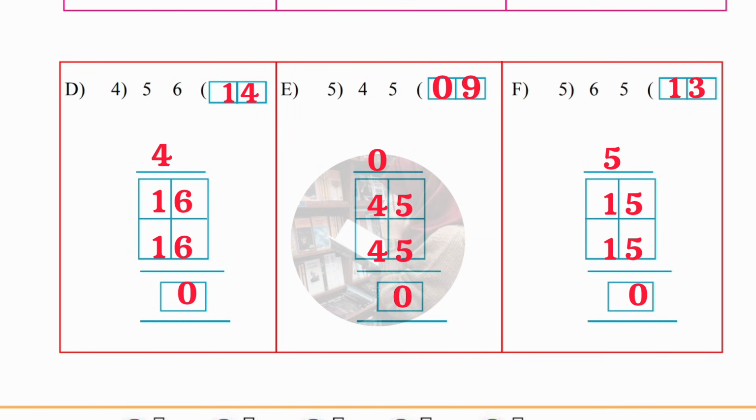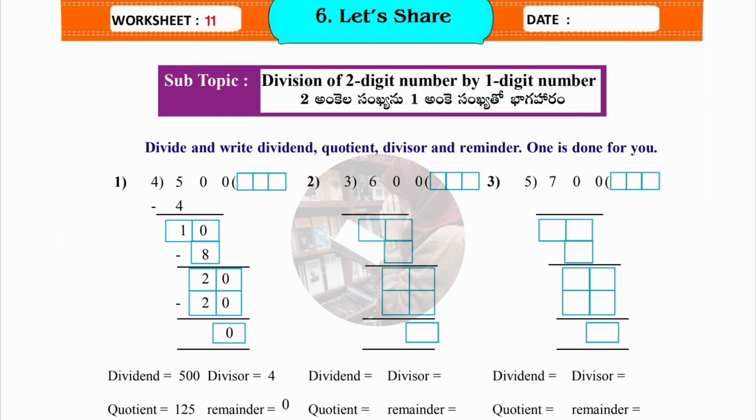Okay. Let's move on to the next worksheet, that is worksheet number 11. So here the subtopic is division of two digit number by one digit number. Okay, so let's see this.